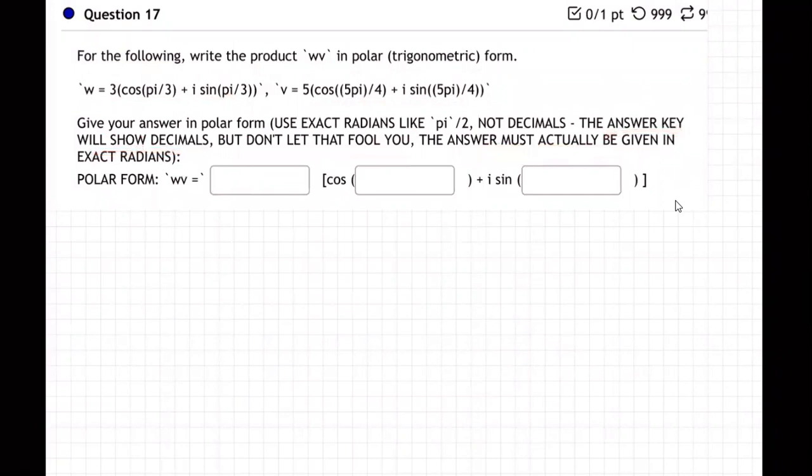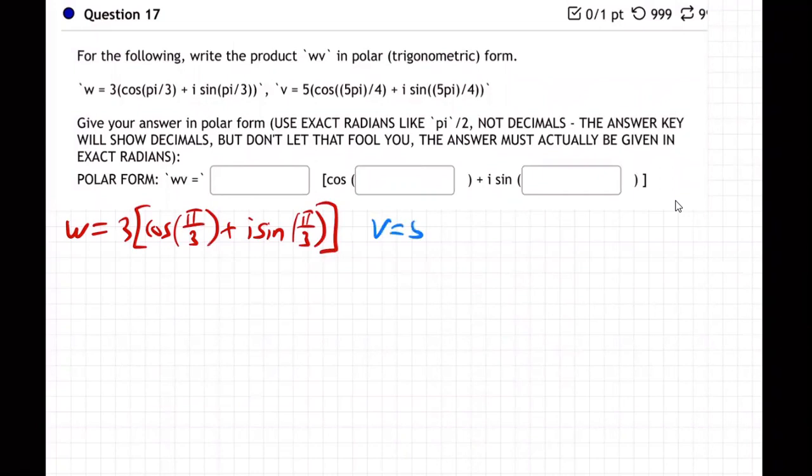Okay, so let me bring them down here. W is 3 cosine pi/3 plus i sine pi/3, and V equals 5 cosine of 5 pi/4 plus i sine of 5 pi/4. Okay, and it wants me to figure out W times V, right?